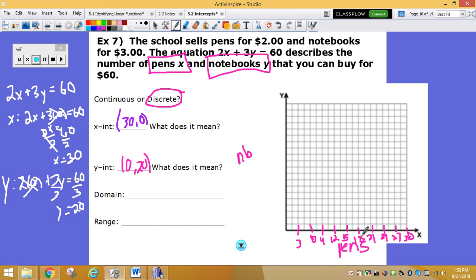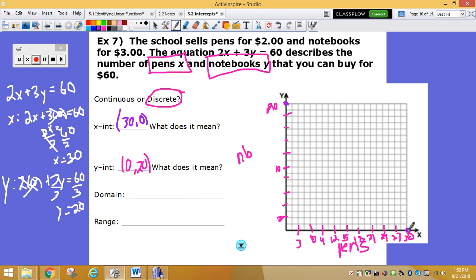Y's, I need to get up to 20. So I'm going to go by 2s. 2, 4, 6, 8, 10, 12, 14, 16, 18, 20. So let's put a dot here and a dot here because I'm going to end at 30. And then we need to figure out where all the rest of our dots go.